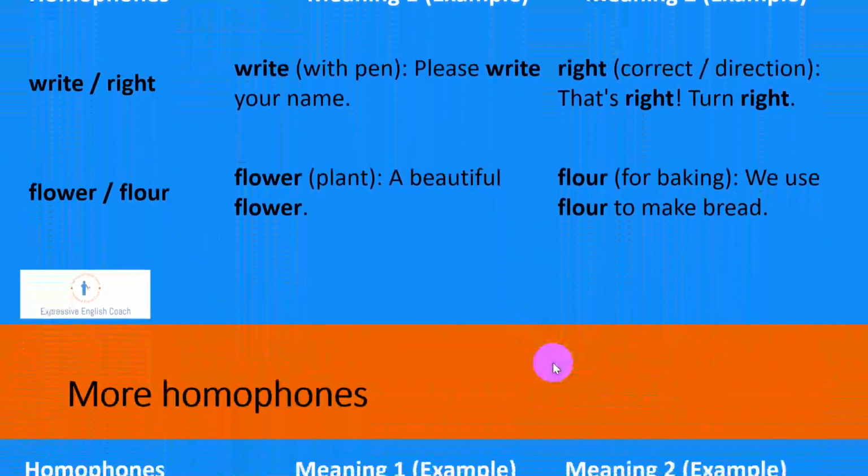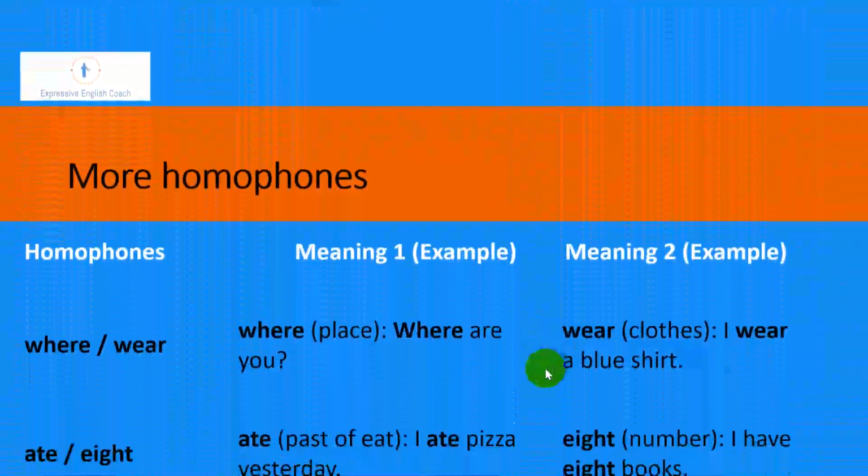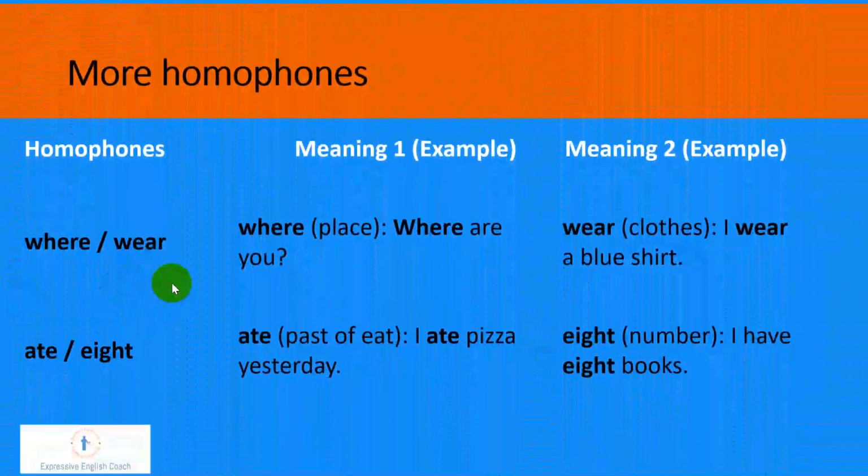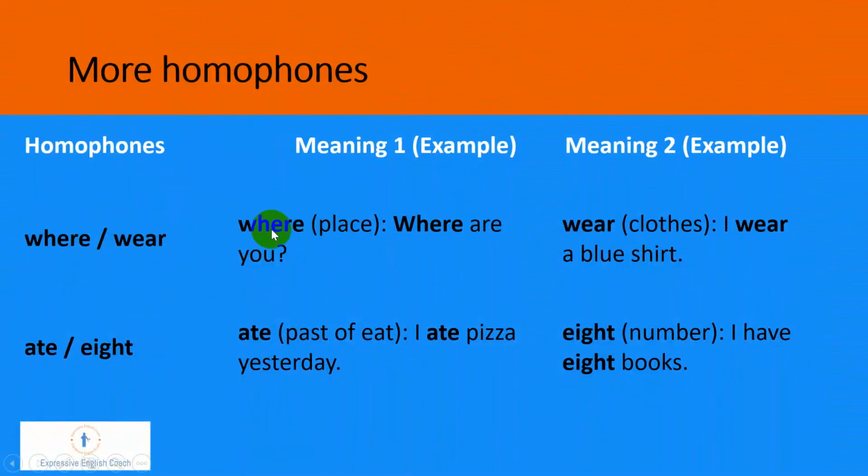All right, so we're still having more examples. We have where and wear, which means a place, and the second one means clothes. For example, where are you? Where is she? Where are they? The second one is I wear a blue shirt. I wear a dress. I wear my shoes.